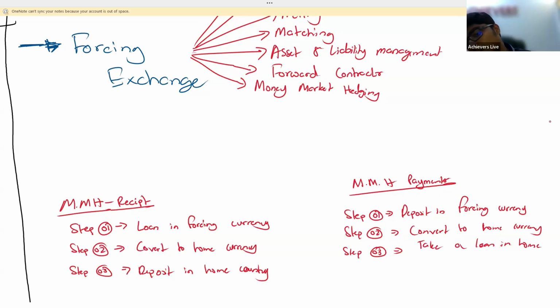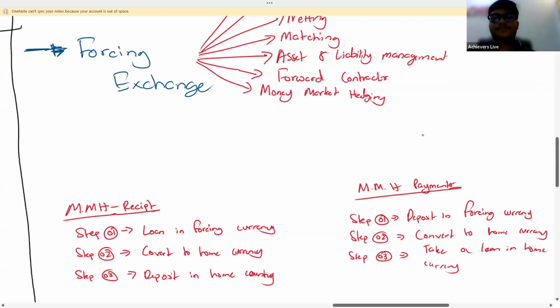in home currency. So money market hedge payment steps are working in one direction, but realistically, how it is happening is from step three to step one. So first you will take a loan, convert it, then only you will deposit. But the steps calculation you have to do in the opposite direction. Remember? Yes.